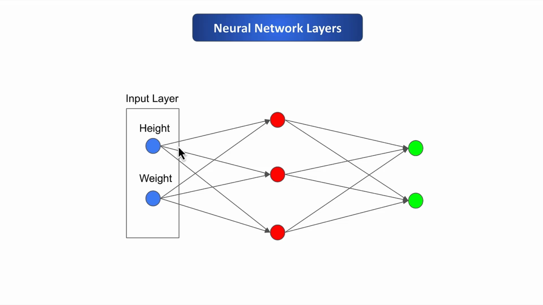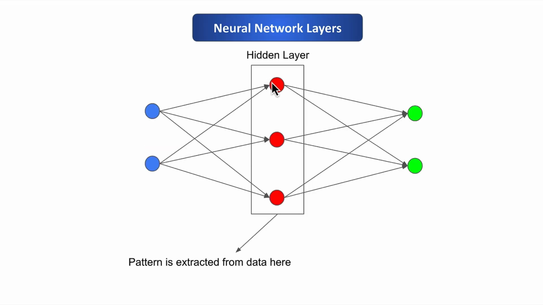And after that, the second type of layer is called hidden layer, and it is represented here with red circles. So the layer after the input layer is called hidden layer, and the pattern from data is extracted here. As I have repeated multiple times, machine learning is all about pattern finding. So in deep learning, our ultimate goal is to find pattern in the data on which our model is being trained. So the pattern from the data is being extracted at the hidden layer.